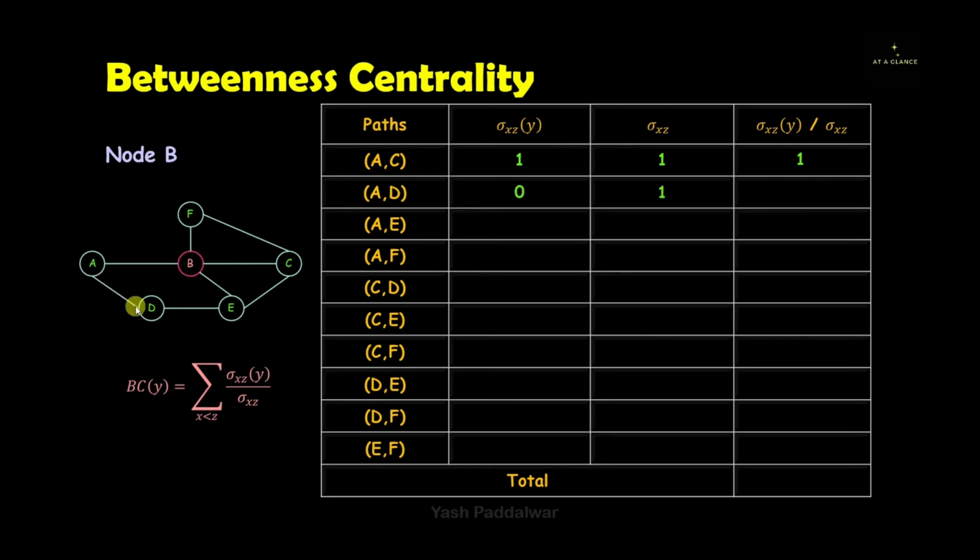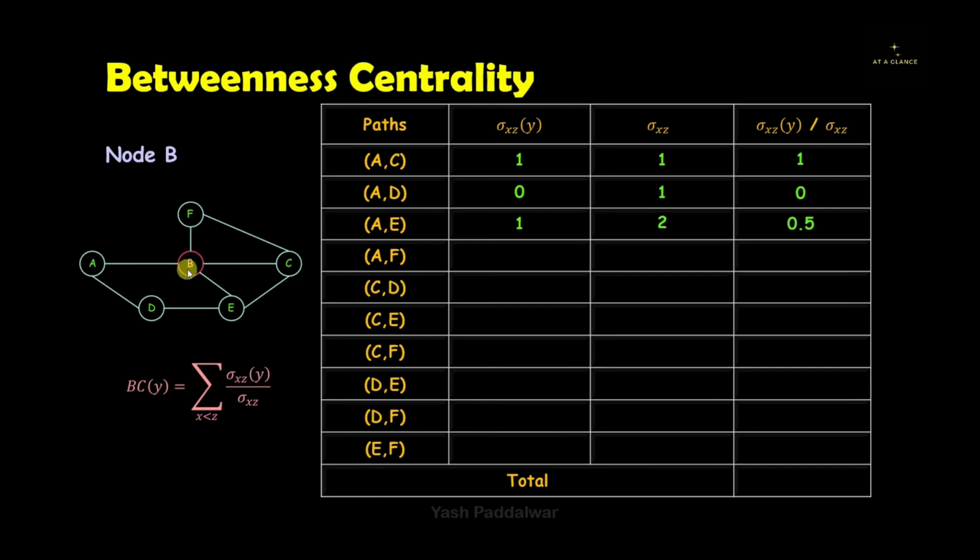Next path is AD. You can see that AD is directly connected. Whichever nodes are directly connected, we'll have to write the betweenness centrality as 0. Next path is AE. You can see that there are 2 possible paths for reaching from A to E. One is ABE and second is ADE. Out of these 2 possible paths, we have only one single path which is containing the node B in it. So therefore 1 divided by 2 will give us 0.5.